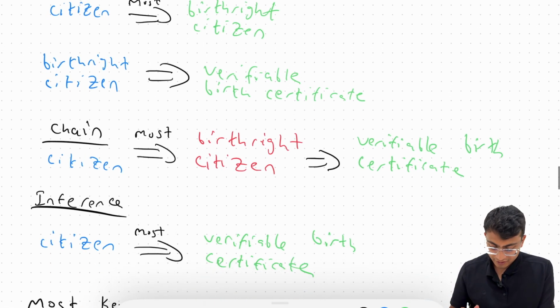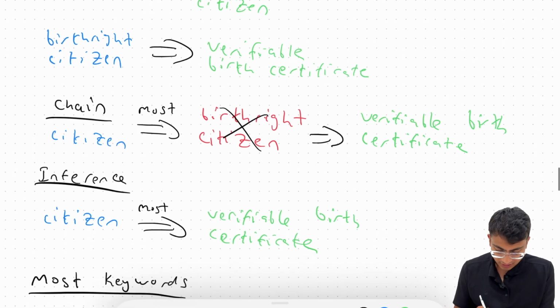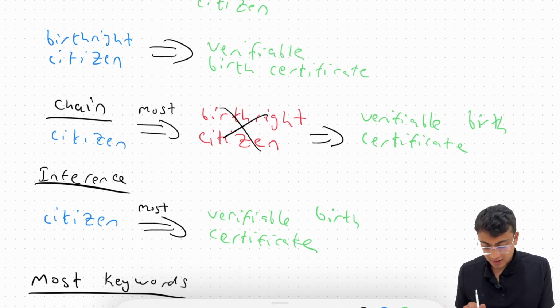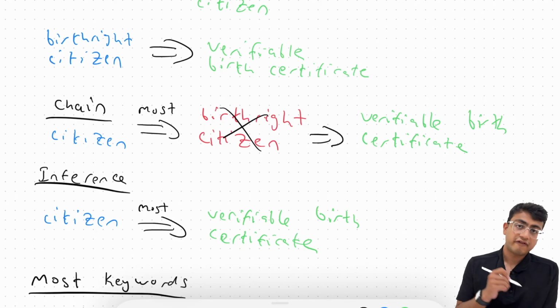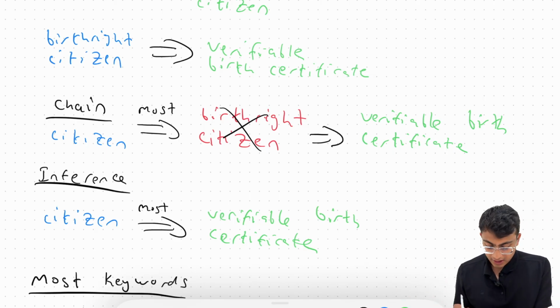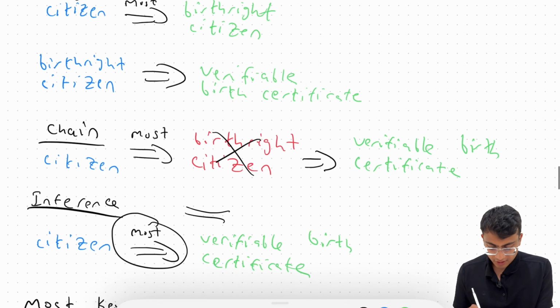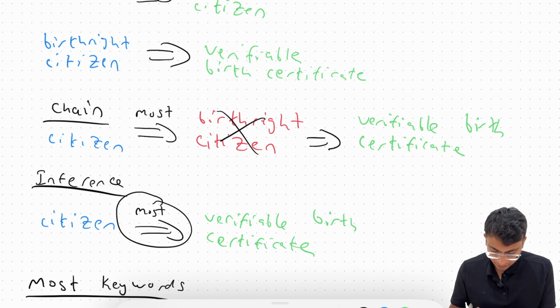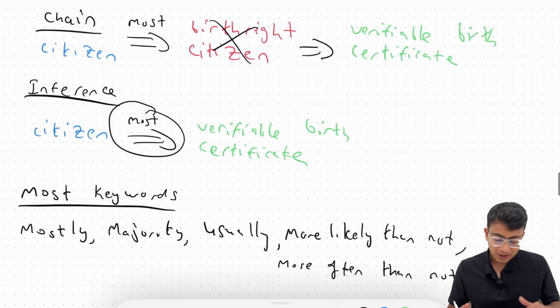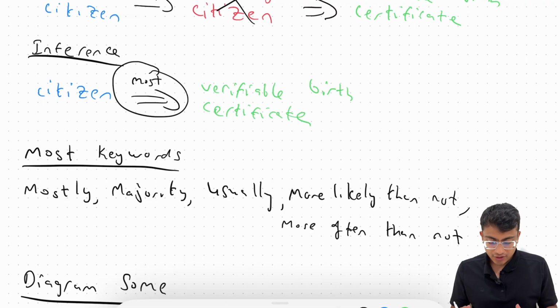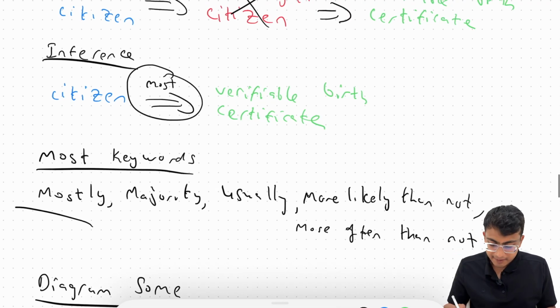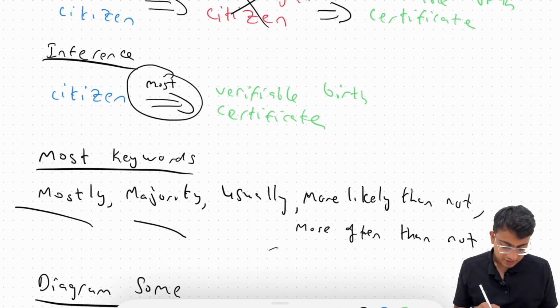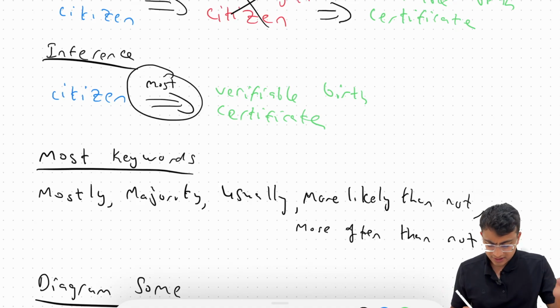And from this I can infer as well. Inference just means I cut out the middle link, and I can directly say most citizens have a verifiable birth certificate. And the inference will obviously have most, because it's not this arrow, it's our most arrow. Okay. Whew. And once again, life is not that simple. There are many keywords that can trigger a most diagram. So we have mostly, majority, and so on and so forth. You can check out the notes as well if you want this in written format.